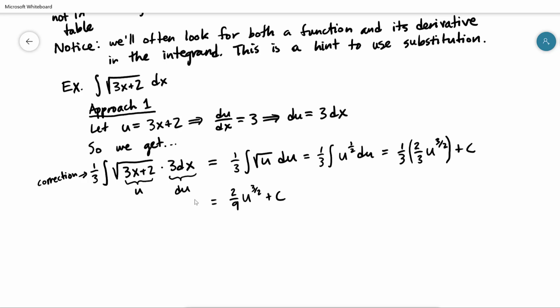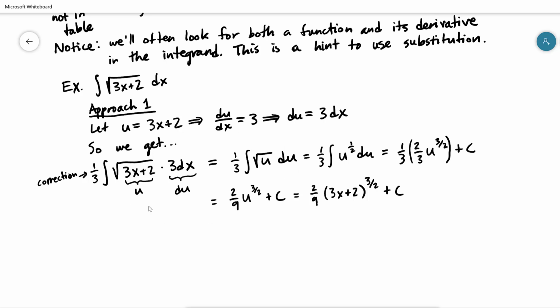And remember, our original problem was in terms of x. There was no u. We're the ones that introduced a u, so our final answer better not involve u. The original problem didn't involve u, it involved x. Our final answer better involve x, not u. So we need to convert back. So this whole thing is just going to be 2/9, substituting back in what we just found for our substitution. U is 3x plus 2, and that's raised to the 3/2 power plus c. So there's our final answer. That's what this integral looks like.